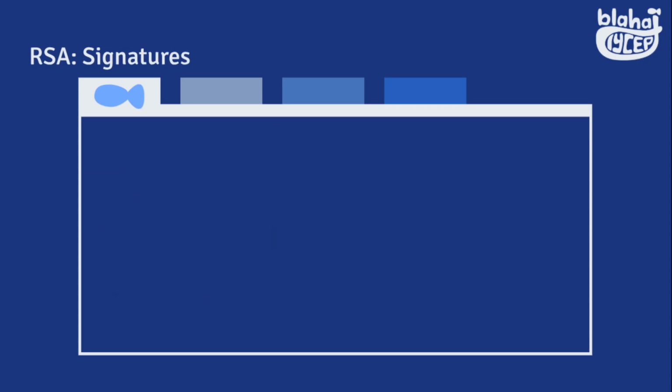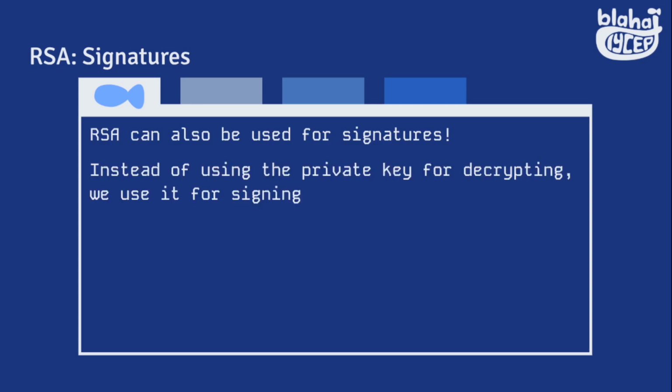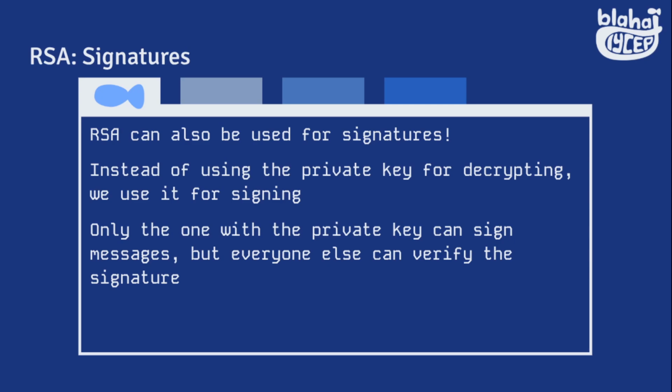Next slide. After we have completed encryption and decryption, we'll be moving to signatures. Other than encryption and decryption, we can use RSA for signatures, which is a characteristic of most asymmetric crypto systems. In RSA, instead of using the private key for decrypting, we can use it for signing. Only the sender has their own private key, which means that only the sender can sign messages. But because everyone has the sender's public key, everyone else can verify the signature.